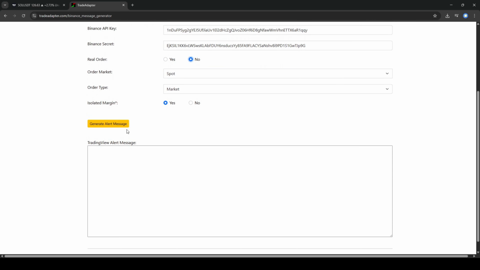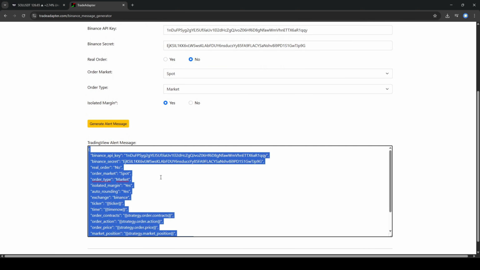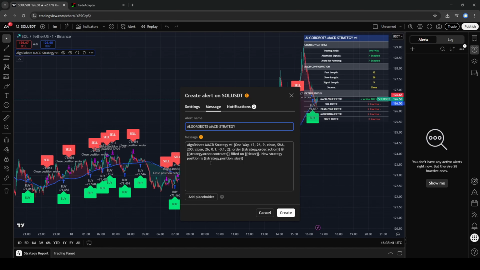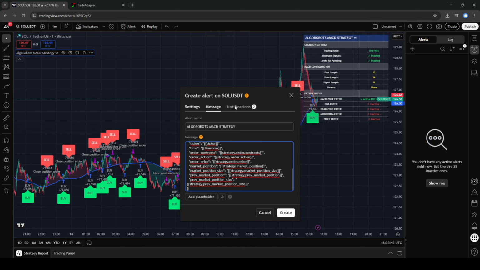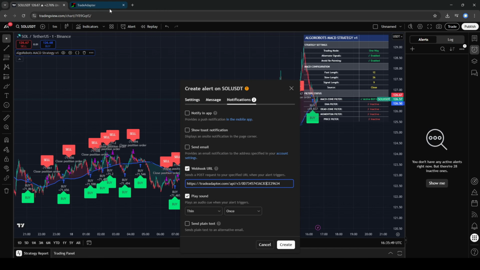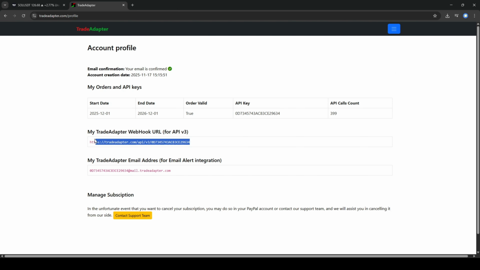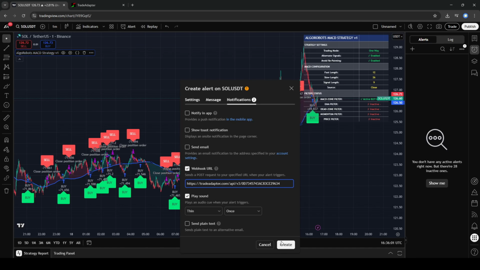Once the message is ready, we go back to TradingView and paste it into the alert. Next, we move to the notifications section. I use the webhook URL option, which you can find in your TradeAdapter profile. And this is how we create the alert.